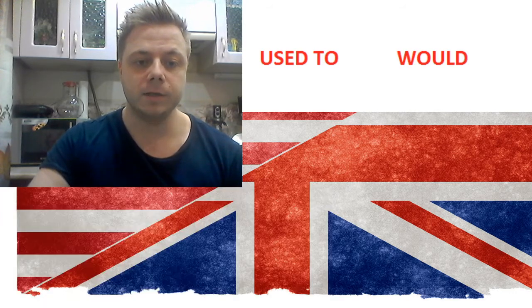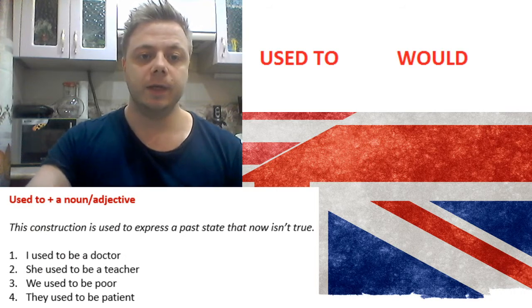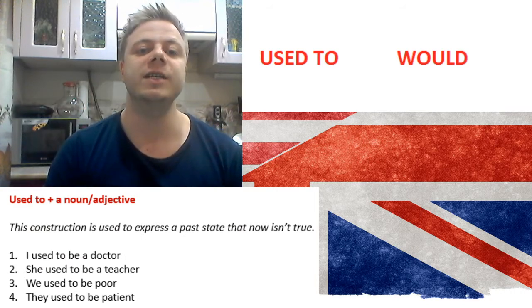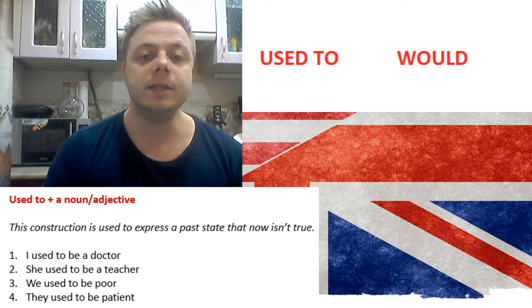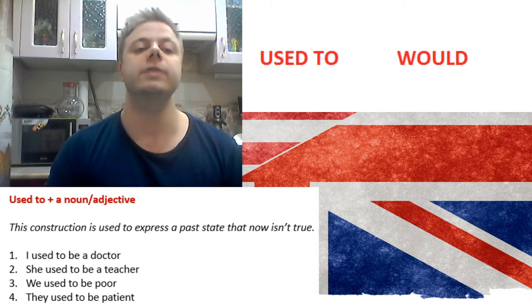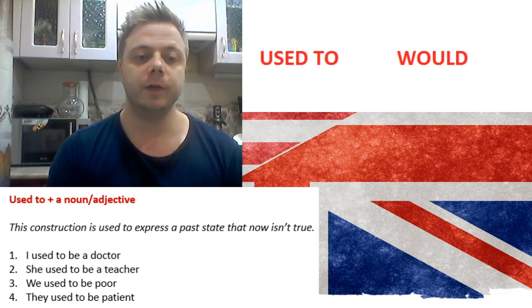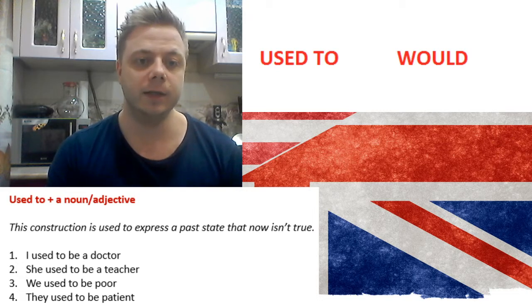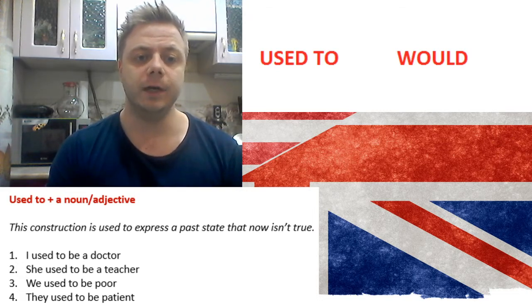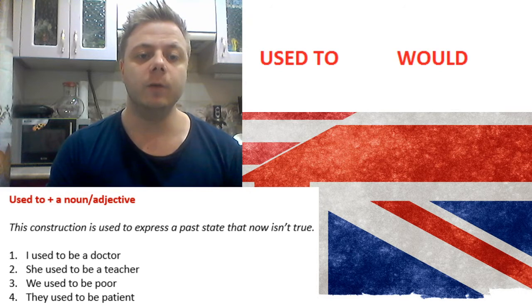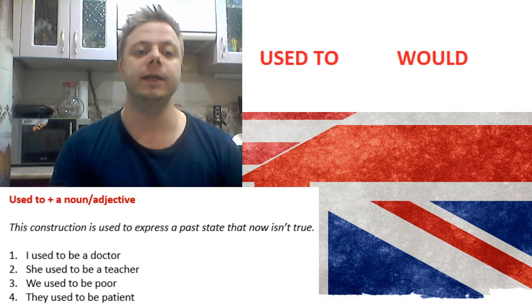Next slide. This construction is used to express a past state that now isn't true, right? So what is the construction? The construction is used to plus a noun or an adjective. For example, I used to be a doctor in the past, now I'm not. She used to be a teacher, now she isn't. We used to be poor, now we aren't. And they used to be patient, now they aren't.